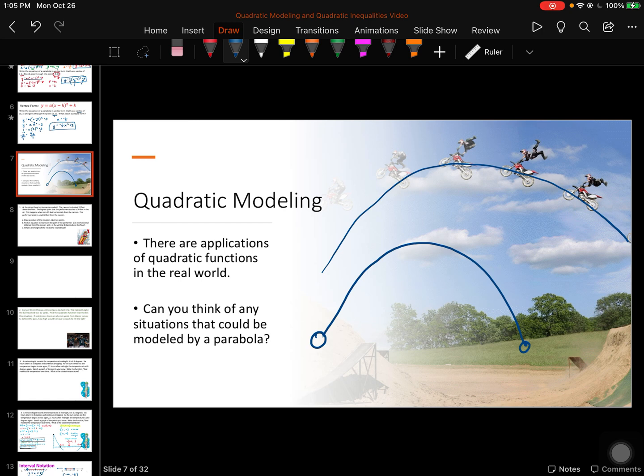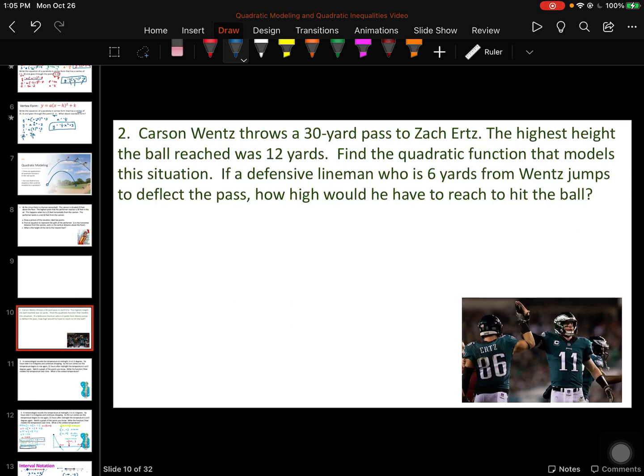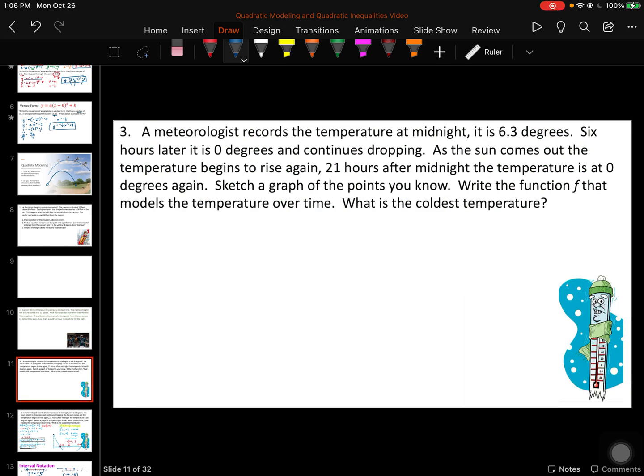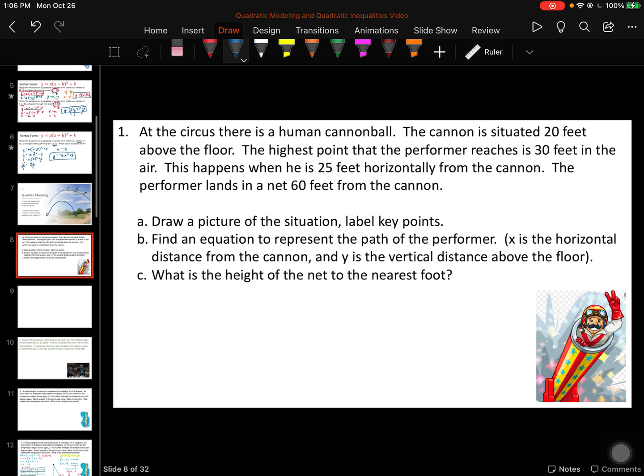When you bounce something, a lot of the ones we're going to talk about are shooting people out of the air, like someone out of a human cannonball, or throwing a football, or this one's talking about weather. So we'll have some different examples. We're going to go through 3 of them right now, and then we'll go from there.